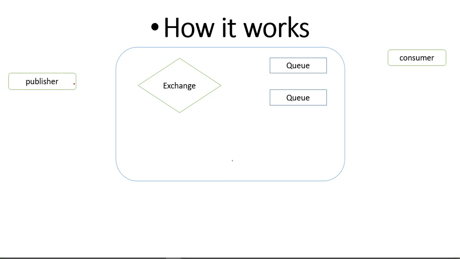Here you can see the publisher and consumer with RabbitMQ in between. The publisher sends messages to the exchange, or to RabbitMQ, and the exchange will push the messages into the queue, and the consumer will consume the messages from the queue. So they don't have a direct connection.